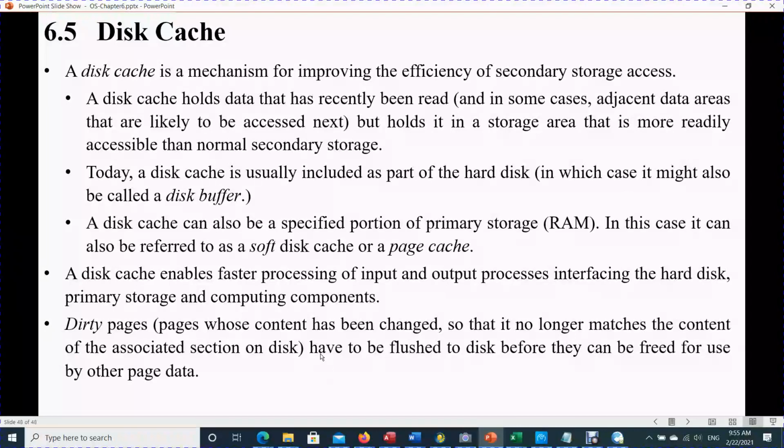Once the process modifies the contents of a page so that it no longer matches the content of what's actually in secondary storage on the disk, that page will then have to be flushed out to disk, written to disk, before that section of the cache can be reused by other data.